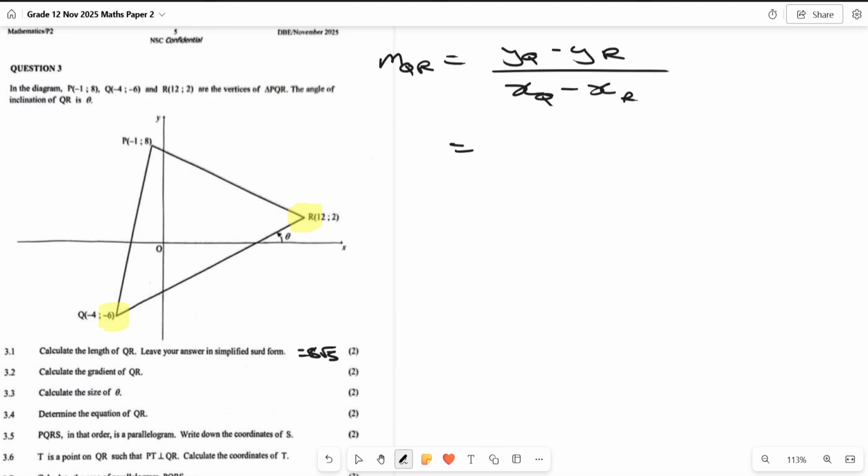Now let's go and substitute. Y of Q is going to be minus 6. Y of R is going to be minus 2. And then X of Q is going to be minus 4, and X of R is going to be minus 12. And what do we get? We will get minus 8 over minus 16. Now what will that give us? I'm just going to put that in the calculator. The simplified answer is equal to 1 over 2. That's a gradient, so we don't write any units. So that means that M of QR is equal to 1 over 2. All right, moving on.